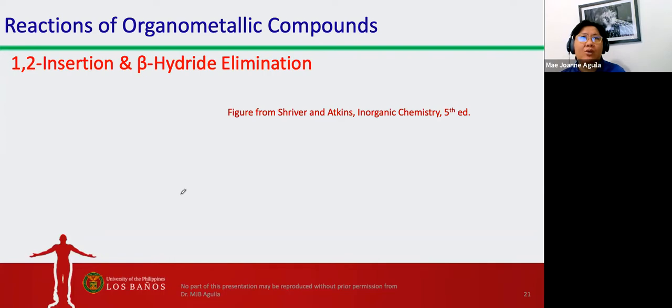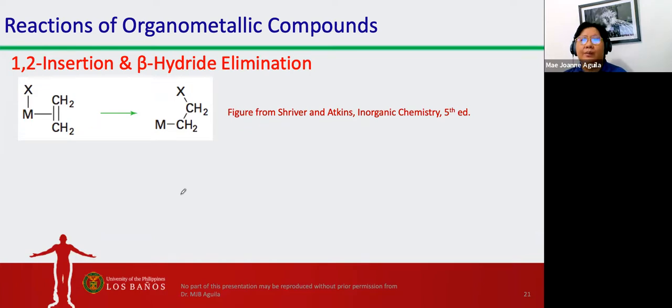And then we have what is known as 1,2 insertion and beta hydride elimination. I combine these two in the presentation because, similar to OA and RE, they are the reverse of one another. So this is the 1,2 insertion. What happened is, again, this bond is being broken, and this coordinated alkene gets into, in between this MX bond. But it is a 1,2 position because if you consider this as position 1 and position 2, this X is transferred to position 2. It's not quite clear in here because you can see that position 1 is the one that's coordinated to the metal.